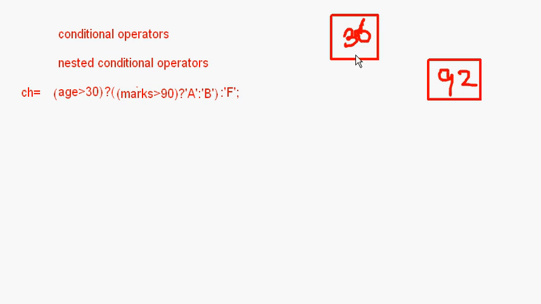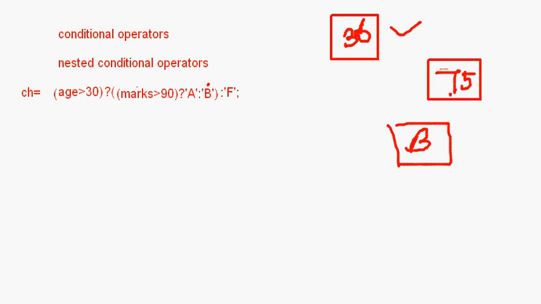If age is greater than 30, it will come to the true part of this. Here again, there is a condition which says if marks is greater than 90. Here marks is greater than 90, so it will come to the true part of this, which is A. So A will get stored into CH in this case. Now I'll make some changes here. I'll just change this marks to 75, right? Now see, age greater than 30, that is fine, right? But marks is not greater than 90. It comes to the true part of this, but marks is not greater than 90, so it goes to the false part of this, which is B, right? So now this B will get stored, right?